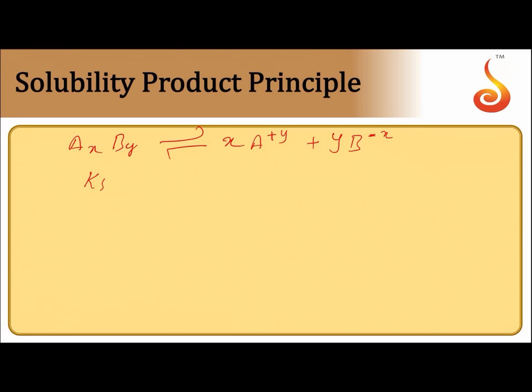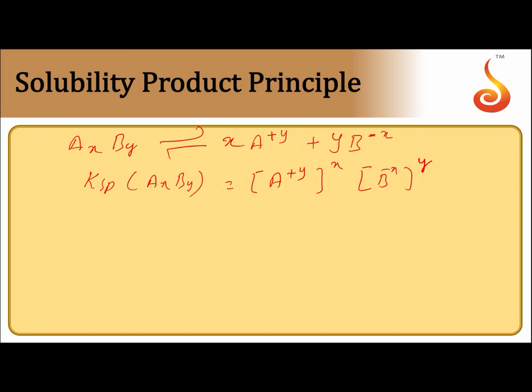Now Ksp of AxBy is given by the product of molar concentrations of the ions. So A plus raised to the respective coefficients, power will be coefficients here, B minus to the power of y we have. This is said to be Ksp.